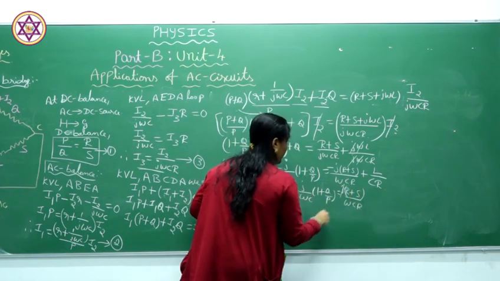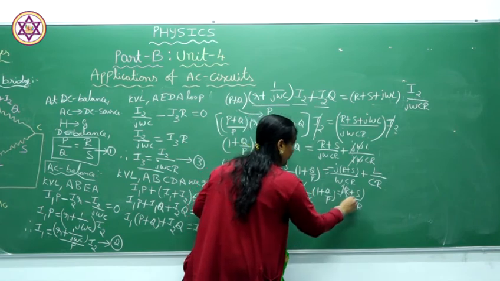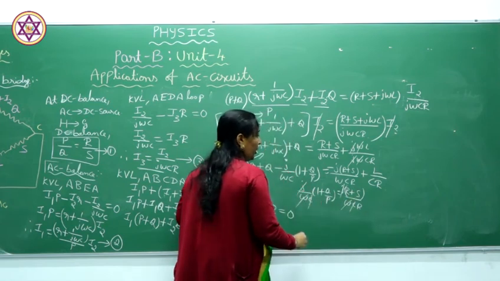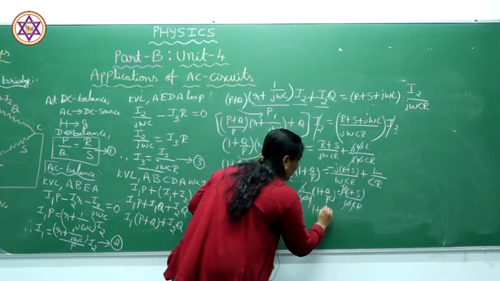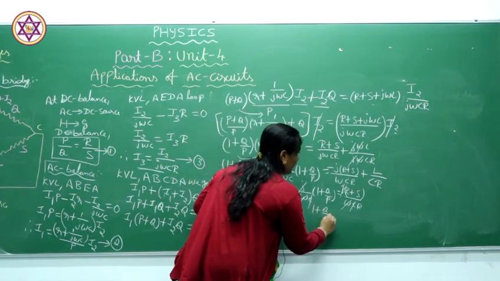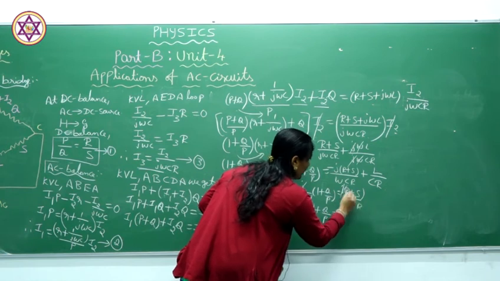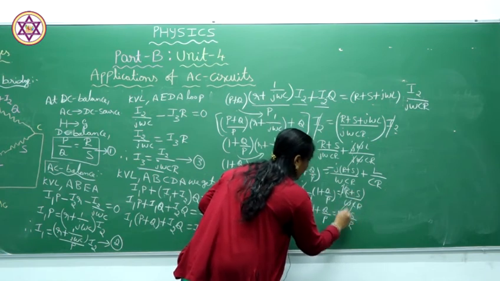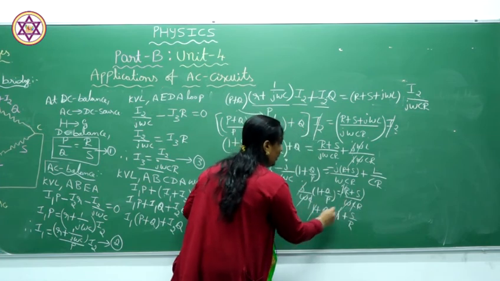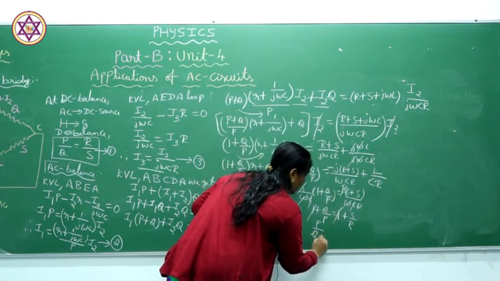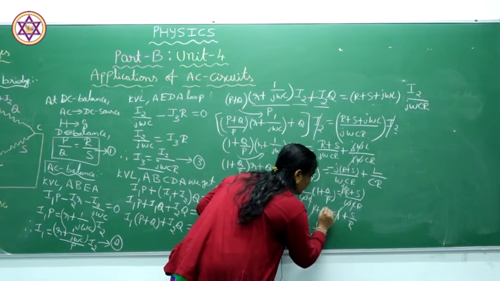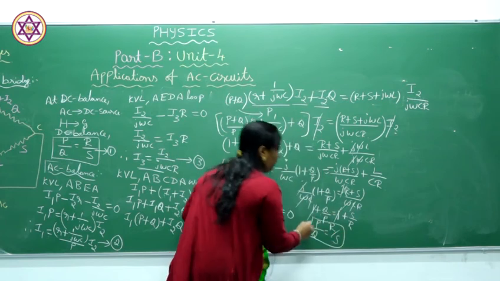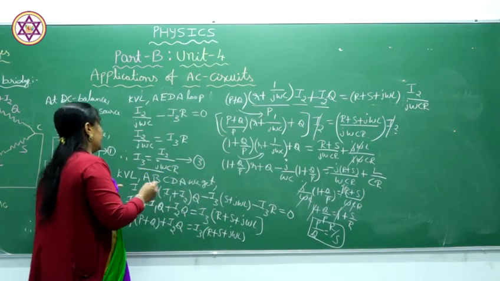J into J get cancel, omega get cancel and C get cancel. So what are the remaining terms? 1 plus Q by P, which is equal to R by R is 1 plus S by R. 1 get cancelled. P by Q should be equal to R by S. So this gives the DC balance condition.